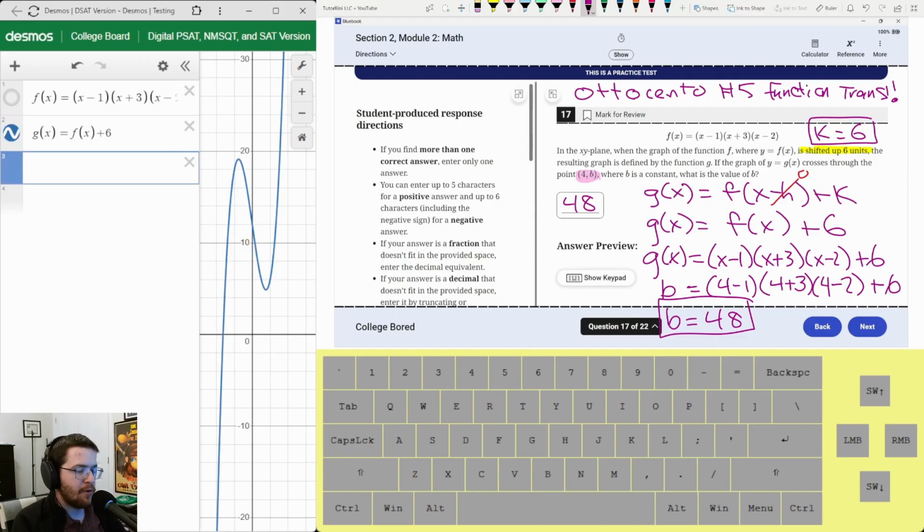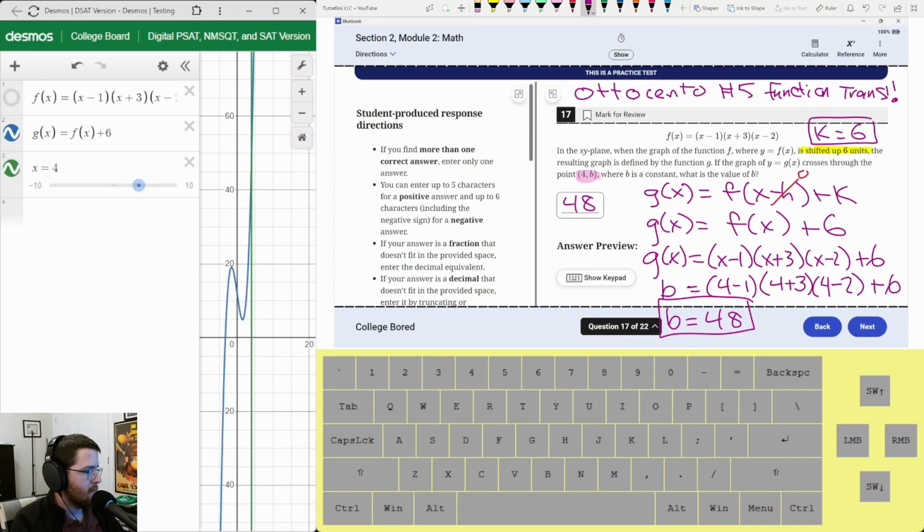And the question says 4 comma b. So is 4 x or is 4 y? Well, x is 4, so I could type in x equals 4 and see that y, or b, is 48. Because they gave us an x and we're looking for y, we can also use function notation. So if I type in g of 4, I also get 48.